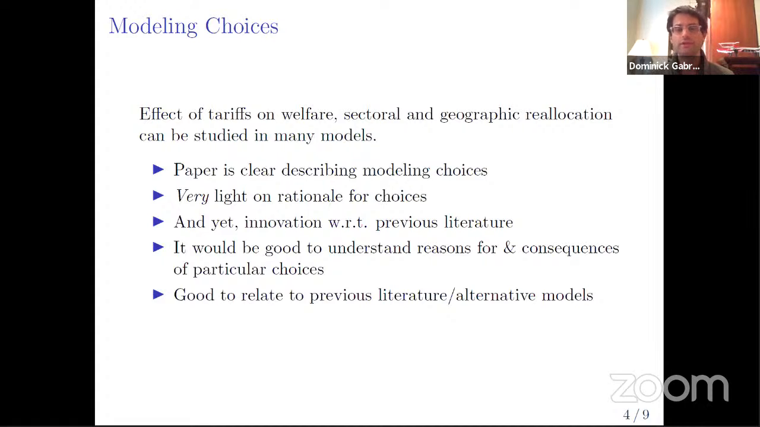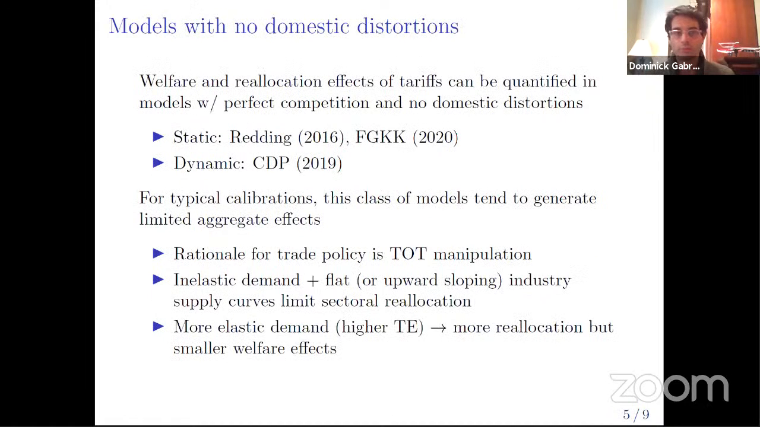So it would be good to understand better the reasons and consequences of the particular modeling choices and to relate a little bit more analytically to the previous literature or alternative ways that this question could have been approached. So I'm going to do a little bit of that here just to try and clarify a bit for myself and hopefully for you guys, some of the relationship to the previous literature. So we can quantify the effects of tariffs on reallocation and welfare with models of perfect competition and no domestic distortions. We have a static model, as in like the recent work of Fajgelbaum et al.